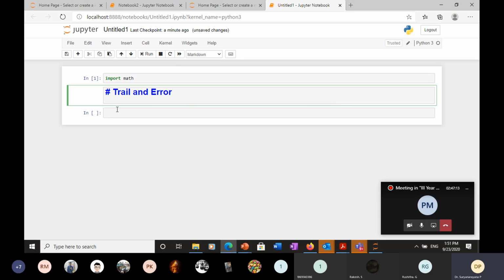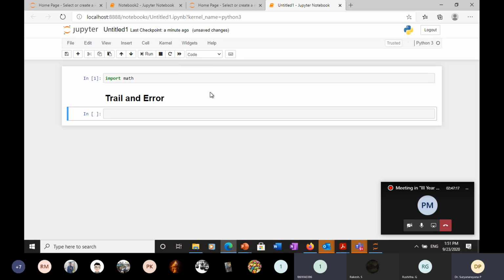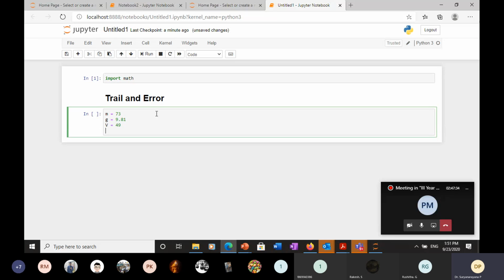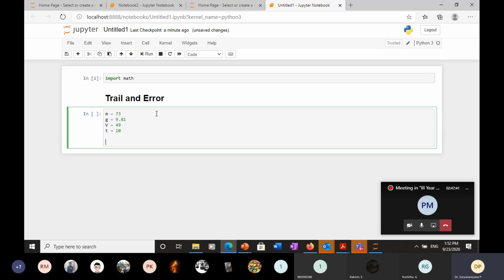Okay, so basically you're looking for a value of CD, right? So mass is 73 and g is 9.81. And the velocity you want it to be 48 or 49, whatever, you just make up a number. And after 10 seconds, okay, so the expression, I don't want to type it again.